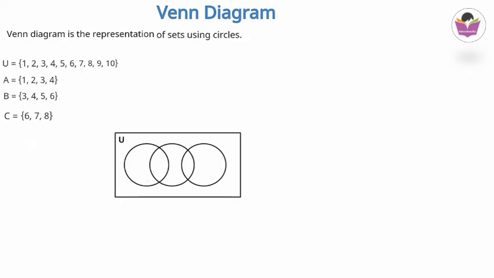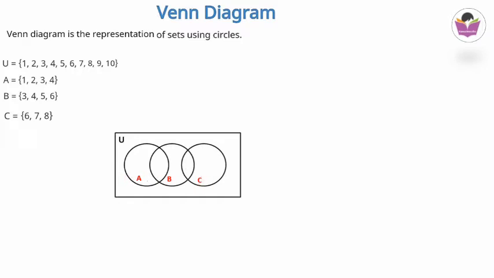For example, when you get a question, first of all you have to go through the subsets and check whether there is anything common or not. If common terms are there, then we have to draw overlapping circles, or else we have to draw them separately. That we will discuss later on. Now let's mark the first circle as A, the second circle as B, and the third circle as C. So these are the subsets.